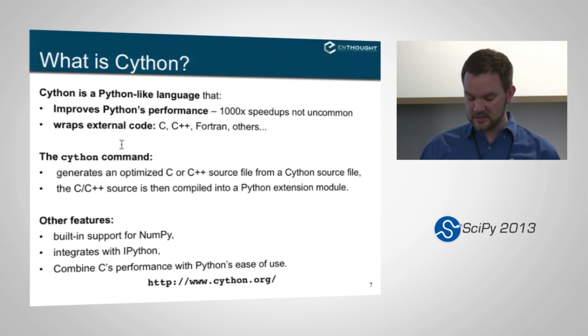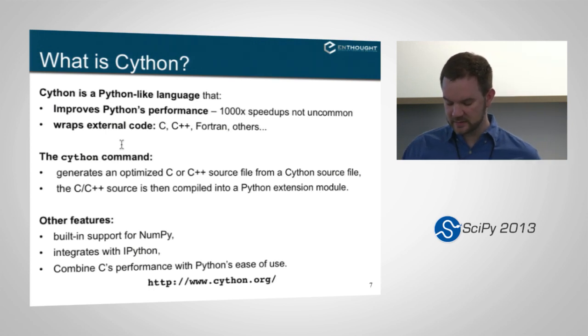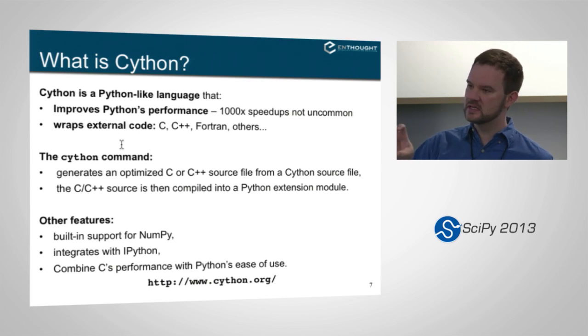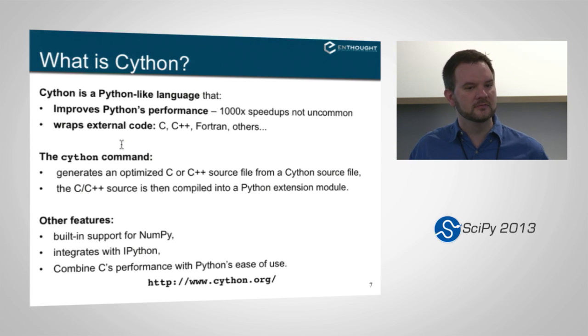And that command, its job is to generate an optimized C or C++ source file from a Cython PYX file. So all Cython does is the source-to-source translation. It takes Cython source and generates C or C++ source for you. Then it's up to you to roll that generated extension module into your infrastructure.